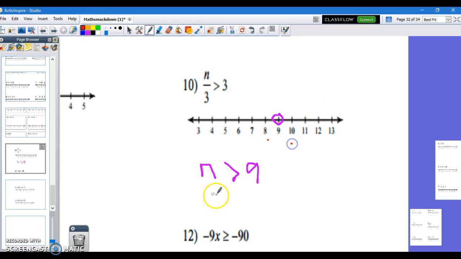I have an 8 and I have a 10. Put that underneath your variable, an 8 or a 10. Let's read. 8 is greater than 9? No, it's not. 10 is greater than 9? Yes, it is. The arrow should be going in the direction of the 10, which is right.